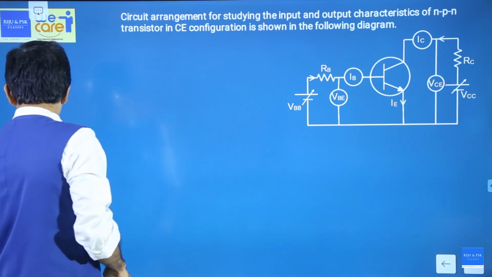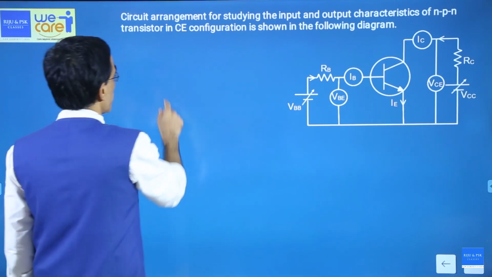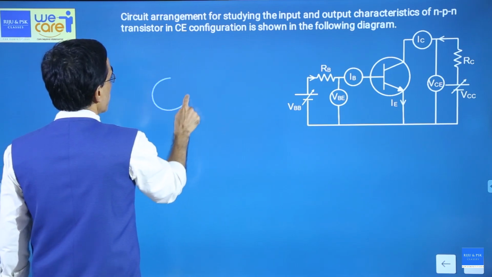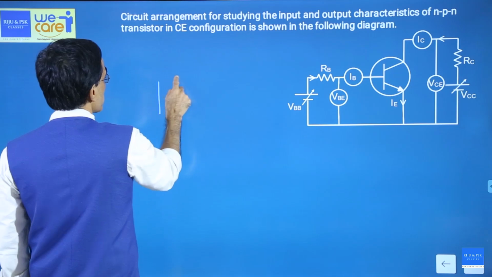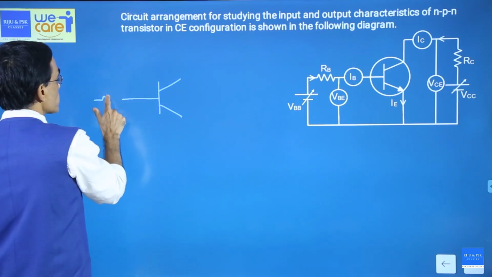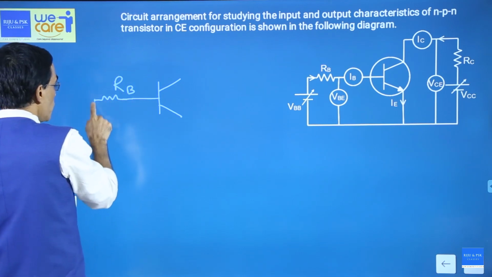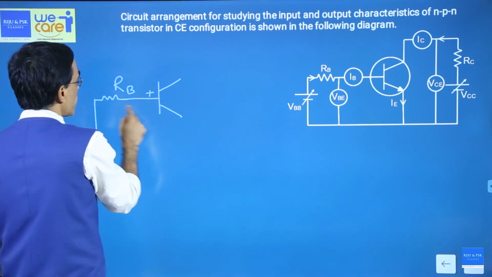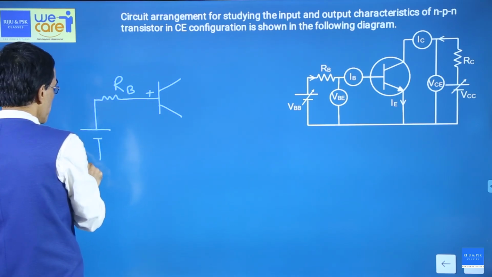Practically, the circuit is simple. Here, all the devices are marked, that's why it looks complicated. If the devices were eliminated, then you have your transistor. Even that circle is not required for the transistor. Only this much is sufficient. This is the base. In the base, you put a resistor, and this is called resistance in the base, RB. And the base is connected to the positive here. This battery is called VBB.